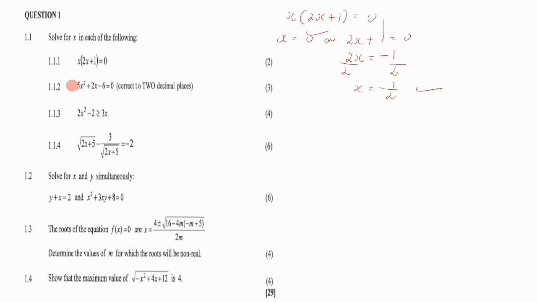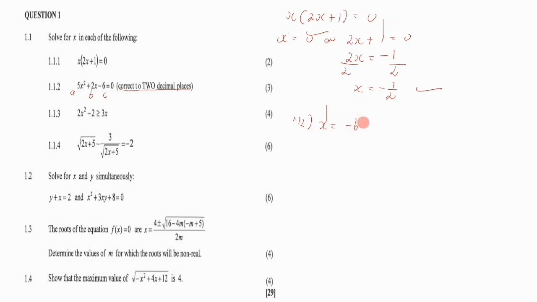Then in 1.1.2, we are given 5x² + 2x − 6 = 0. And then we can see this hint here, correct to 2 decimal places. Every time you see correct to 2 decimal places, then you know you have to use the quadratic formula. Right, so now I'll start by saying my a is 5, my b is positive 2, and c is negative 6.